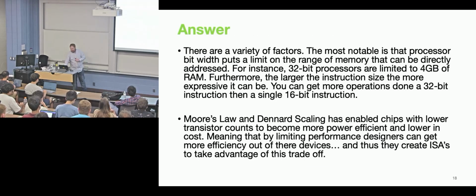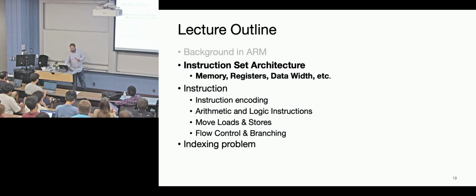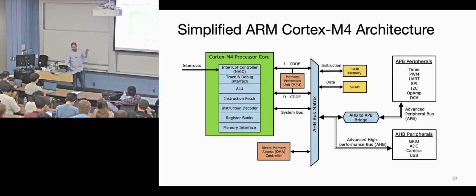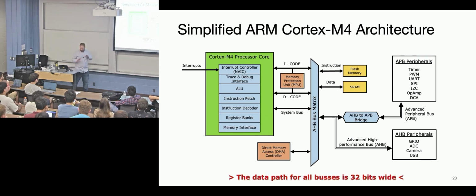They'll be posted online. Okay, so let's go talk about the instruction set. We'll talk about memory, registers, and data path to address some of the questions that just came up. So remember, this is our simplified model of the Cortex-M4 architecture. Just a reminder that all the data paths in here are 32-bit wide, which means you can transfer 32-bit words throughout it. These might be wider because you need address bits and control bits, but the data path is all 32 bits.